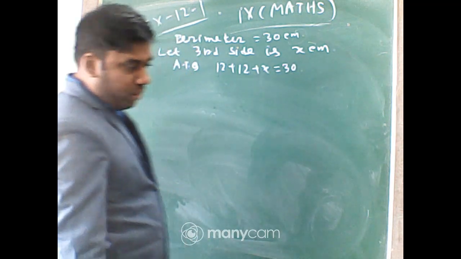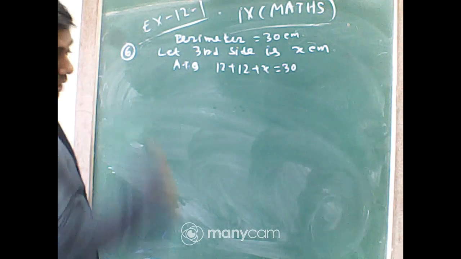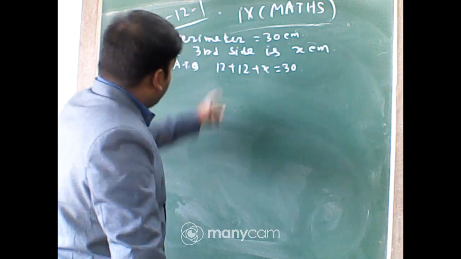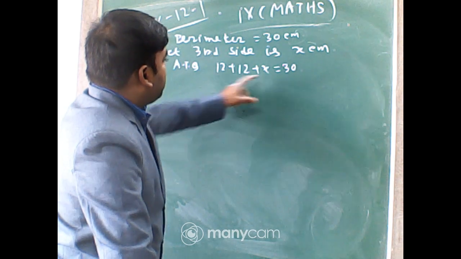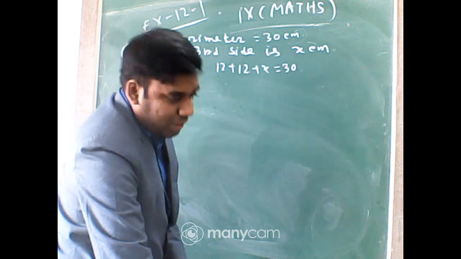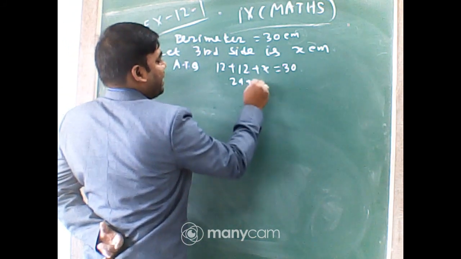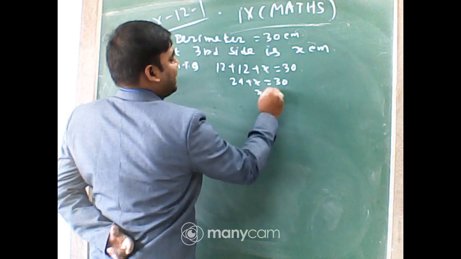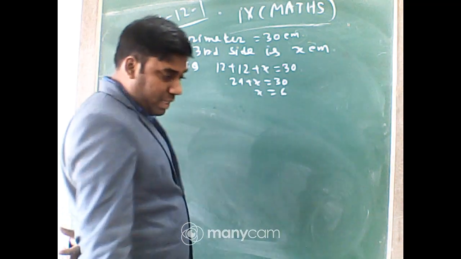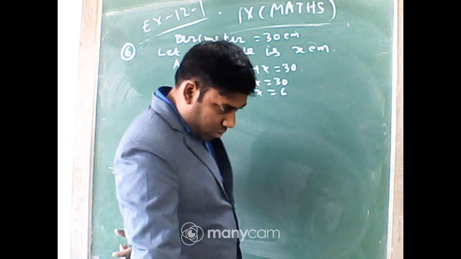It is clear to everyone? Yes or no? 12 plus sum of 3 sides, that equals the perimeter. Perimeter will be 30 cm, given. Now 24 plus x equal to 30. So x equal to 6. X equal to 6. Okay.